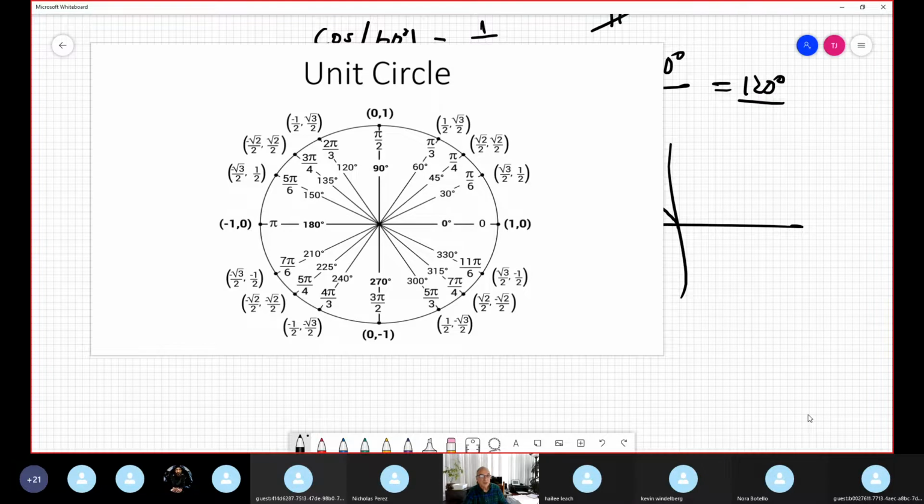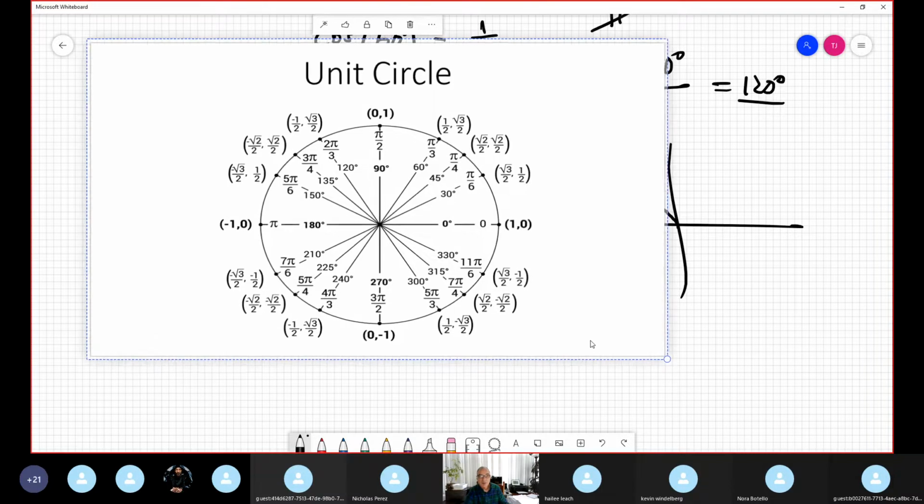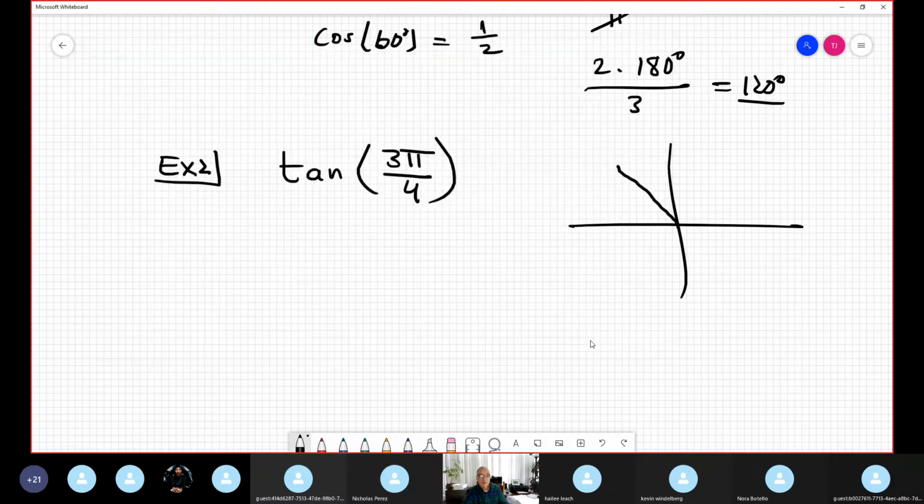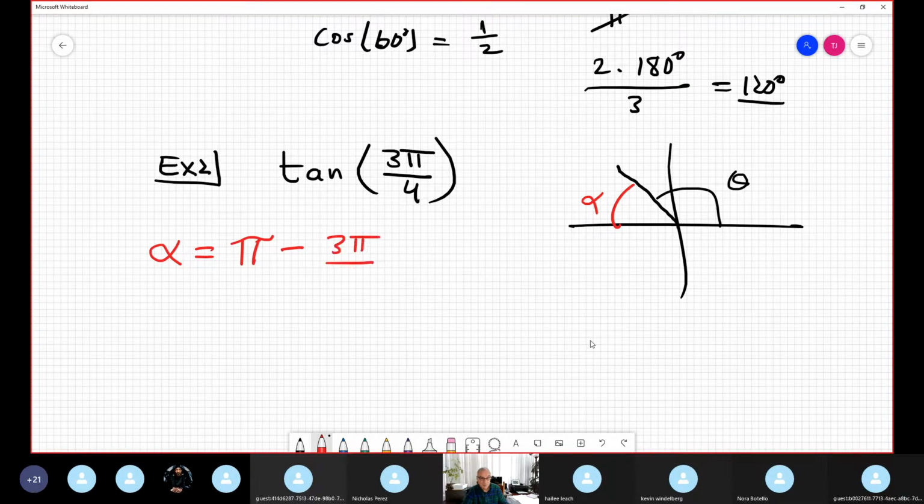Okay, we are talking about this guy. 3 pi over 4 here. Here is 135 degrees. Okay, entonces, this is my theta. And this is my alpha. And alpha is 180, que es pi, in the radian, minus 3 pi over 4.